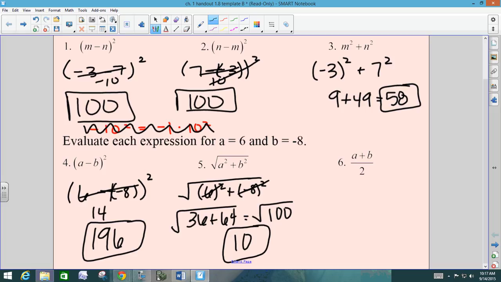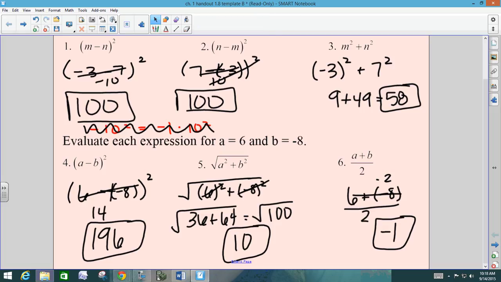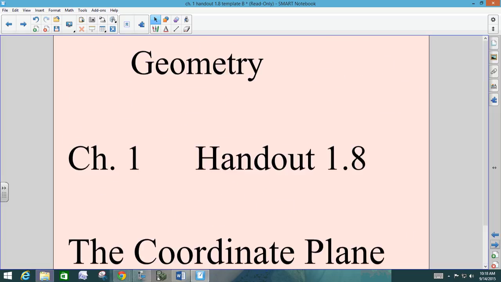And number 6. 6 plus -8 all over 2. That's 6 plus -8. And -2 over 2 is -1. Questions on any of those expressions? Okay, that's the algebra that you're going to see today. All right. That general idea. You're going to have to get to that point, but that's what you'll be doing. All right, here we go.